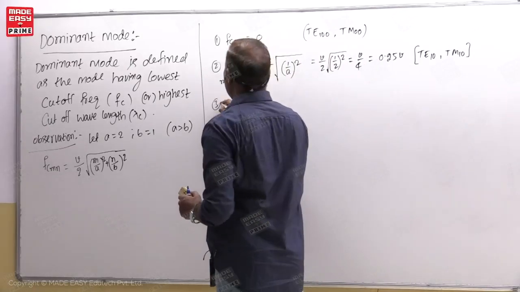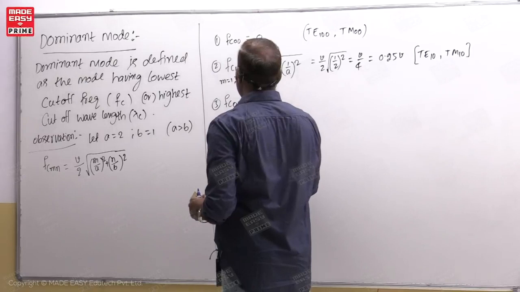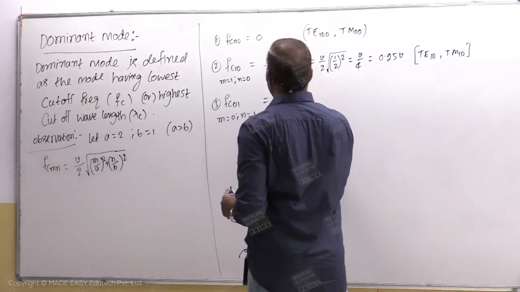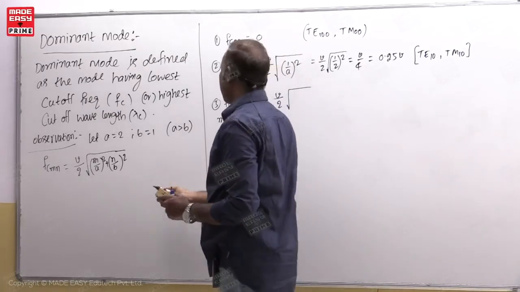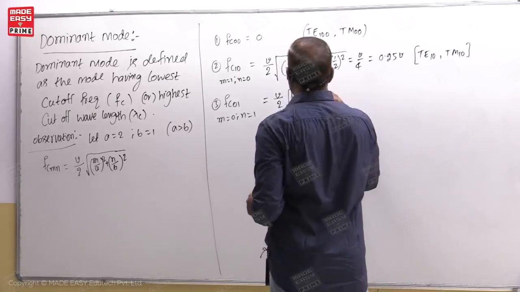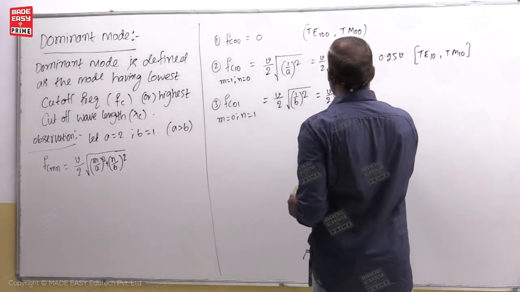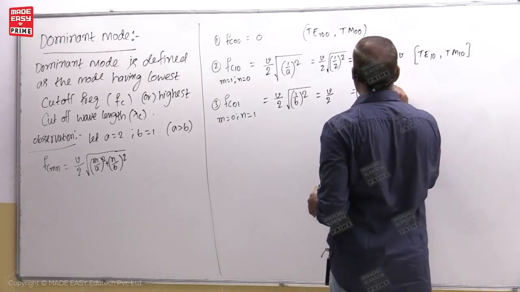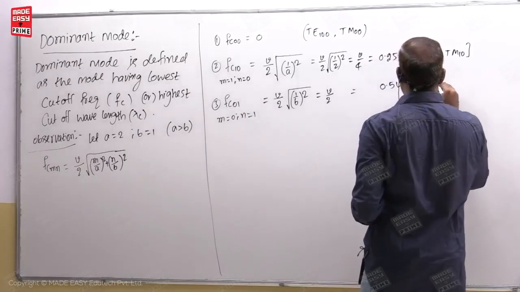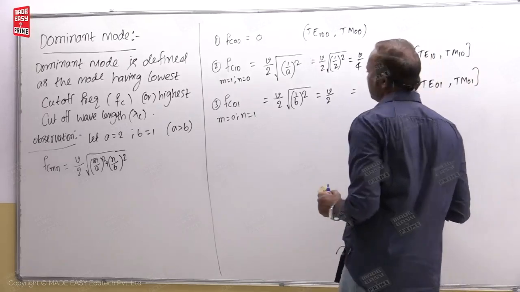Next, the third one, fc01. That means m is equal to 0, n is equal to 1. So fc01 means v by 2 root of 1 by b whole square. That means v by 2b, where b is equal to 1. So that is nothing but 0.5 v. So this is the cutoff frequency for TE01 mode and TM01 mode.